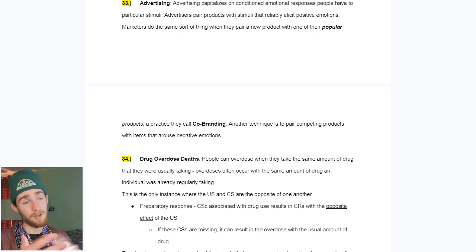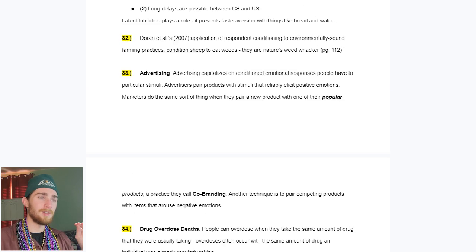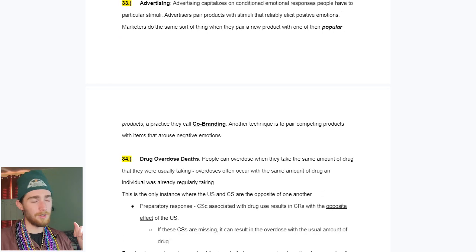So again, basically you're looking at an ad, and this positive emotion is paired in close time with this product, until eventually, after having this done enough times, the product alone is enough to elicit this positive emotion. And it also works with competitors. If you pair your competitor's product in close time with a negative emotion, then eventually your competitor's product by itself will elicit that negative emotion. Advertising capitalizing on conditioned emotional responses.